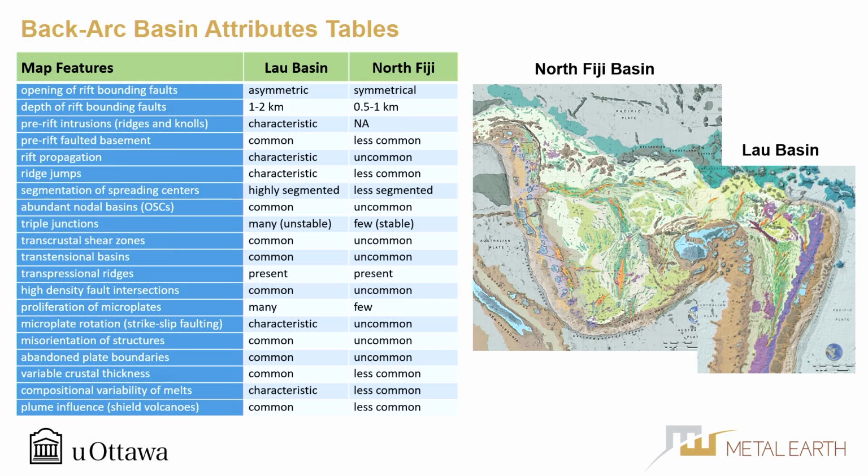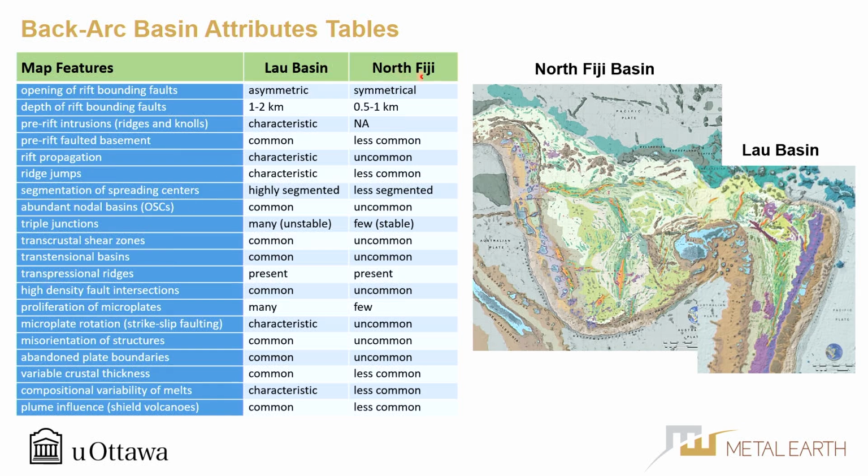So we're moving out now, and we're looking at comparisons between other basins. The next basin over on that map and shown here is the North Fiji Basin, and we're developing attributes tables that allow us to compare one setting to another. In this particular instance, we're looking at features such as the symmetry or the asymmetry of the rift bounding faults. We're looking at the size and the depth of the rift bounding faults. We're looking at the presence or absence of pre-rift intrusions, pre-rift faulted basements, rift propagation, ridge jumps, segmentation, nodal basins, triple junctions, transcrystal shift, and so on.